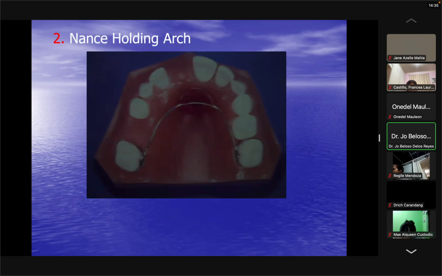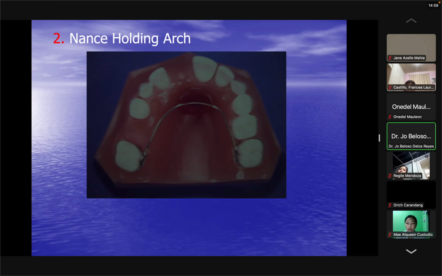Yan yung Nance holding arch. Kilala siya because of the... hindi naman ito. This is a resin. Wait ha. So, ang Nance holding arch ay pang-upper. Upper appliance ito. Same thing with the lingual holding arch.